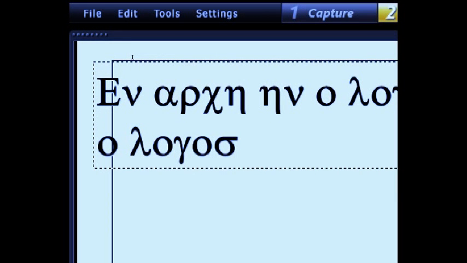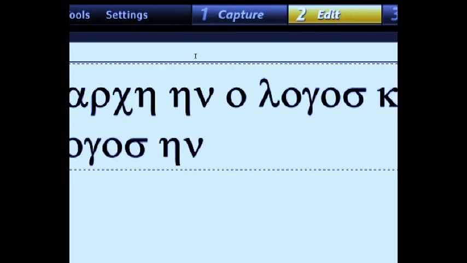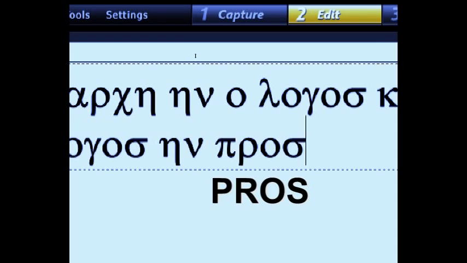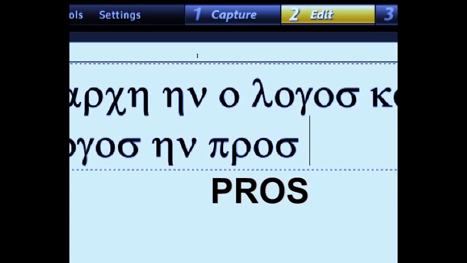Okay, and the word was... okay? So you've got ein over there, or was. And the word was with. Now, what's the Greek word for with? Well, that's pros: P, rho, omicron, sigma. Okay, so there you go.